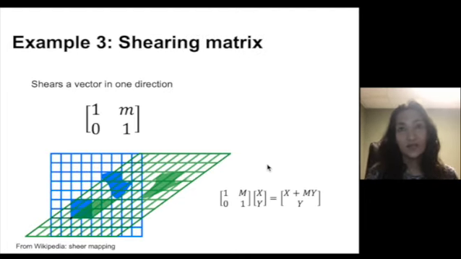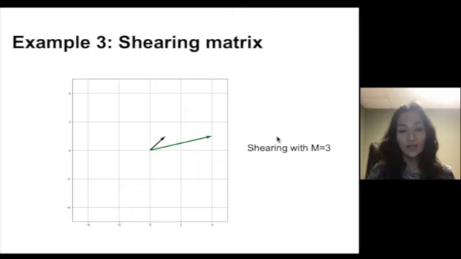This third example is that of a shearing matrix. This matrix is shearing in one particular direction. What that means is the vectors are stretched in the x direction by an amount proportional to their y value. So here, when you apply this matrix to a vector, you get x plus a factor of m times y, but the y-coordinate is left unchanged. So if you apply this matrix, for example, to (1, 1), you get (3, 1).